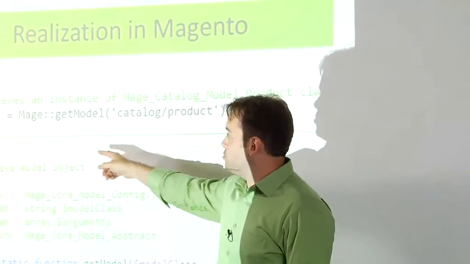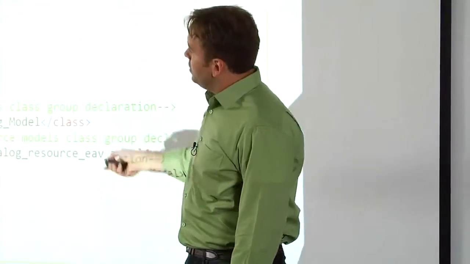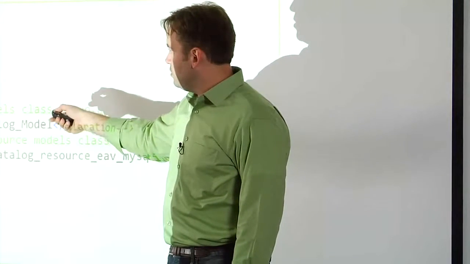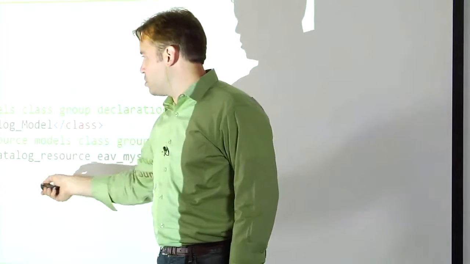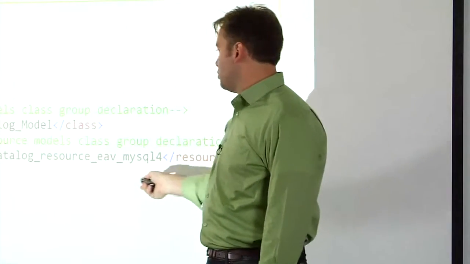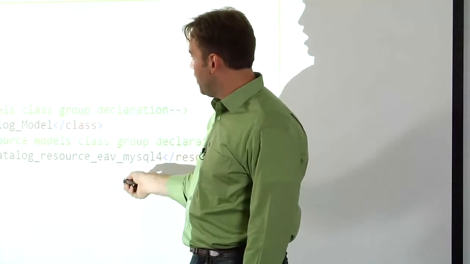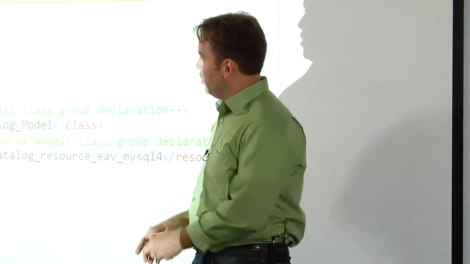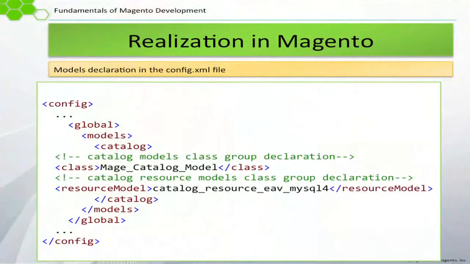We would have the same call. It would just be Mage get resource model catalog/product. And similarly, the configuration object will be used. We'd match catalog, but inside catalog we would look for resource model. And in resource model we actually define another node under models. So then the system will hit this and go look under models for a node, catalog resource EAV MySQL 4, and we'll look for a class node in there. We'll touch on all that soon, but that's the pattern in Magento for blocks and helpers and models.